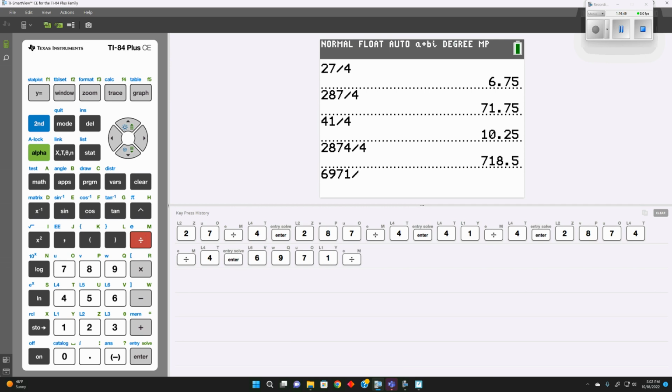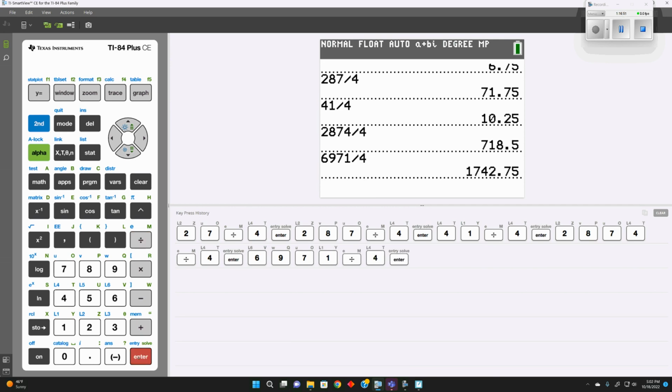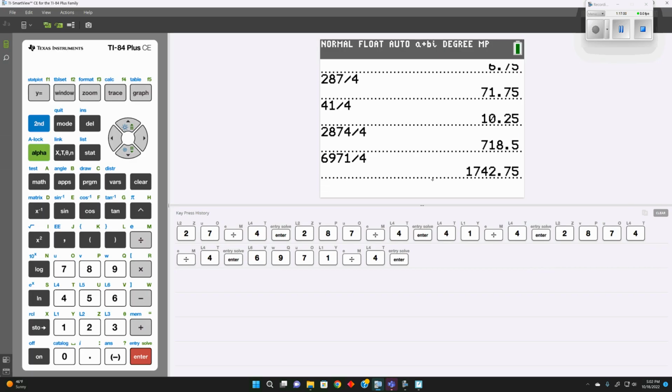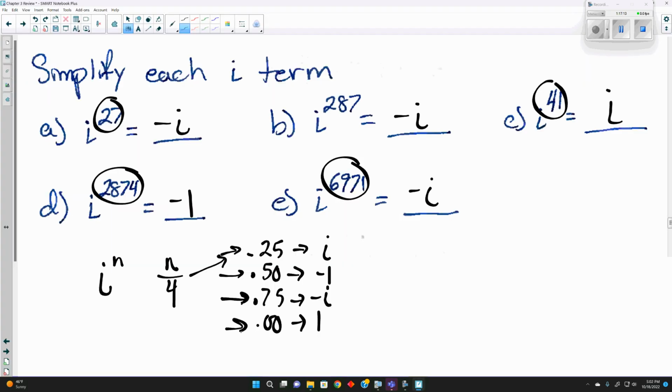6,971 divided by 4 is 0.75. So this one here is -I. Now, if it doesn't give us a decimal, I'll just pick one above it, 6,972. I just picked a number, and we divide it by 4. Here, we don't get a decimal number, so we understand that it's 0.00, so it would reduce to 1, because whenever the decimal is 0.00 or it doesn't show up, it's understood to be 1. So we get this here.